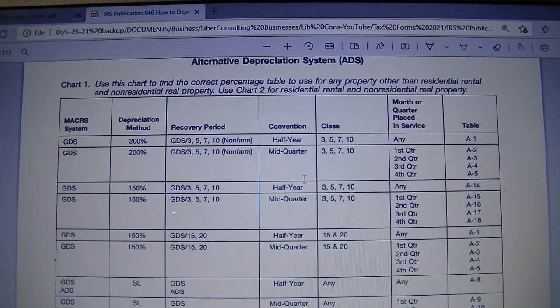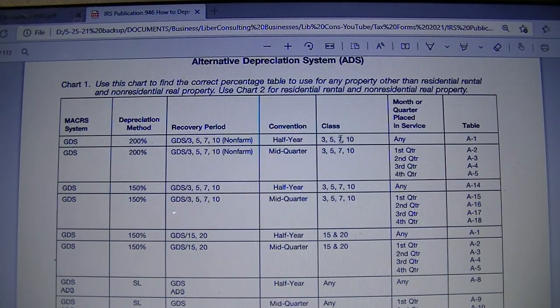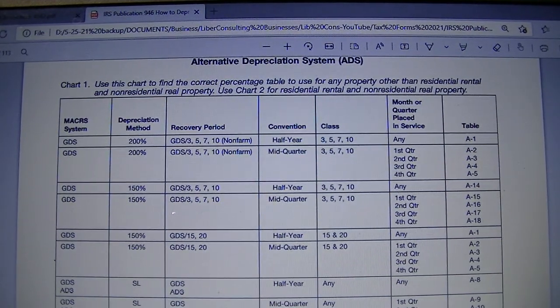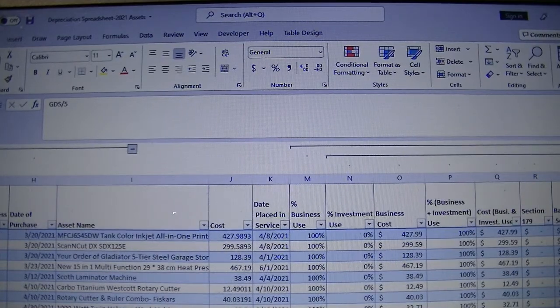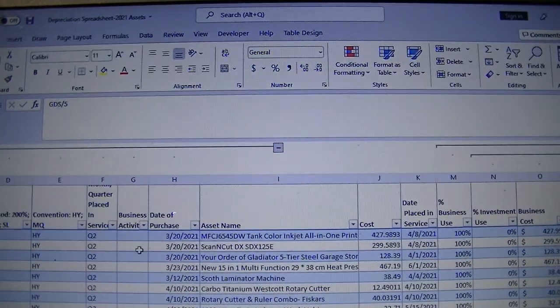So we have some information for our assets. We know we are going to use GDS. We know the recovery period is 5, and we know the quarter we placed it in service as well. And we know the class. So the property class is pretty much 5 as well. And we can look for the quarter we placed it in service. It was quarter 2.